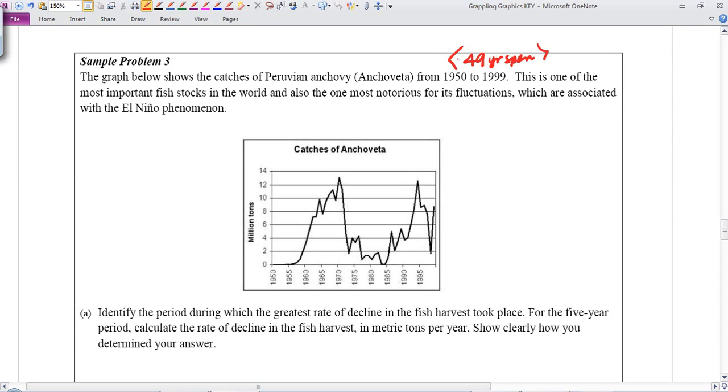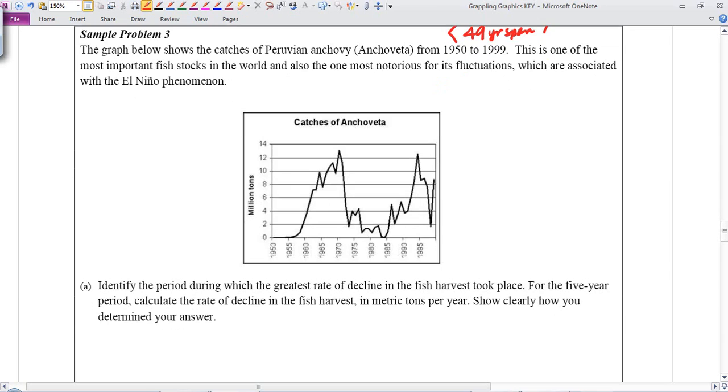So this is one of the most important fish stocks in the world, and also one of the most notorious for its fluctuations, which are associated with El Niño phenomenon. Now, you may not have studied El Niño yet, but El Niño is a tropical Pacific Ocean phenomenon where warm ocean currents flow along the equator from the dateline and south off the coast of Ecuador and Peru. And this usually occurs around Christmas time for us. So it really does wreak havoc with certain aquatic populations.